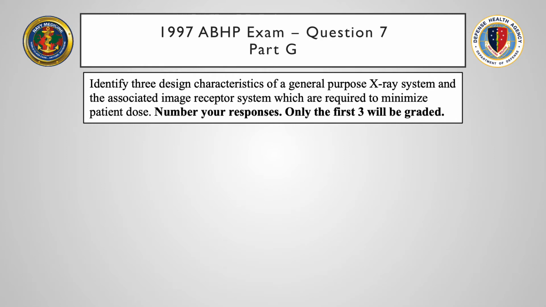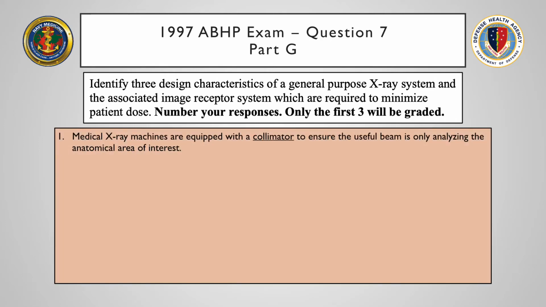So 1, all X-ray tube heads have a collimator, and that makes sure the useful beam is only analyzing the anatomical area of interest. So if you want to image the chest, you collimate that X-ray beam down to the chest so you're not exposing the neck or the abdomen.